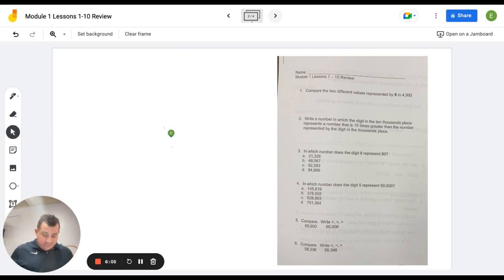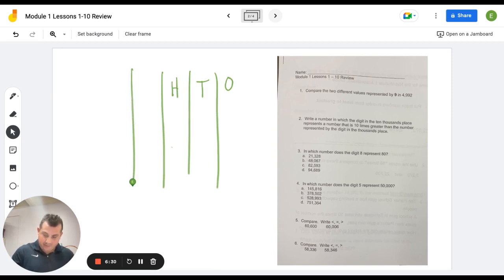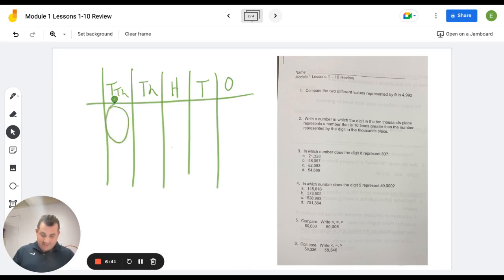In which number does the digit 5 represent 50,000? So it's the same type of question. The 5 represents 50,000. Okay, and so 50,000 means what place value? Well, it's not ones, not tens, not hundreds, not thousands, because that would be 5,000. Has to be in our 10,000s place. Okay, so we need a number in our 10,000s place.